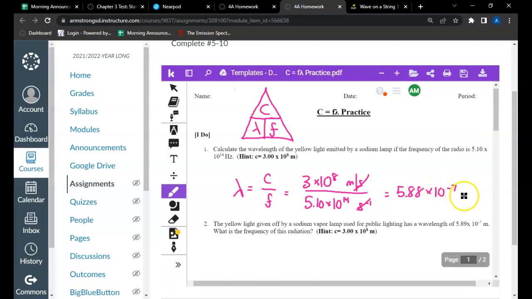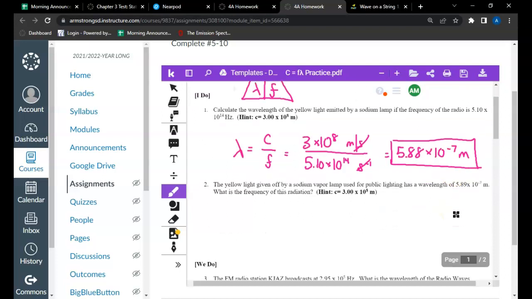Now, because I'm familiar with it, I know yellow light is in the range of a few hundred nanometers. This is times 10 to the negative 7th. Nanometers is times 10 to the negative 9th. So 588 times 10 to the negative 9th would be an appropriate value for yellow light. Any questions on that one? We see how to do it.